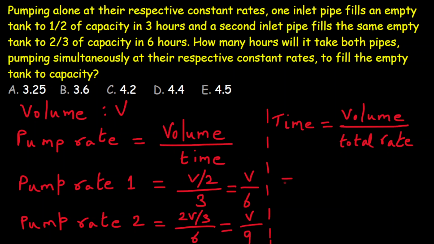So time would be equal to the total volume, because we want the entire tank to be filled. So total volume we know is V divided by the total pump rate, which would be V over 6 plus V over 9, because we want both the pumps working simultaneously. So the V's in the numerator and denominator get cancelled, and the numerator just becomes 1. In the denominator itself, we still have fractions. We can simplify it.